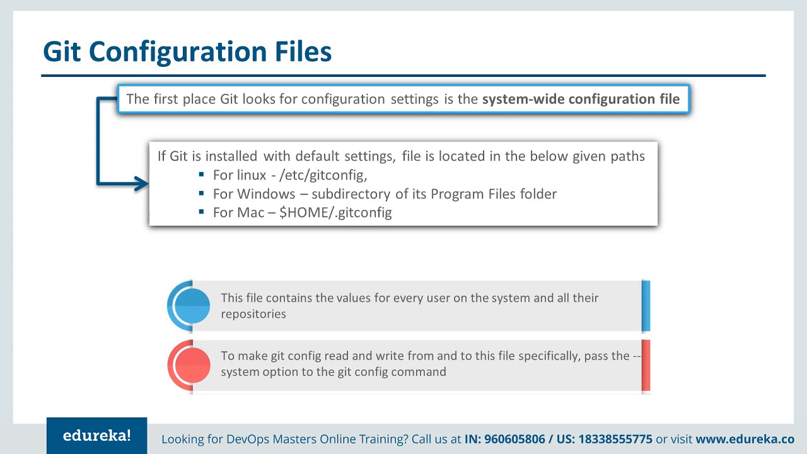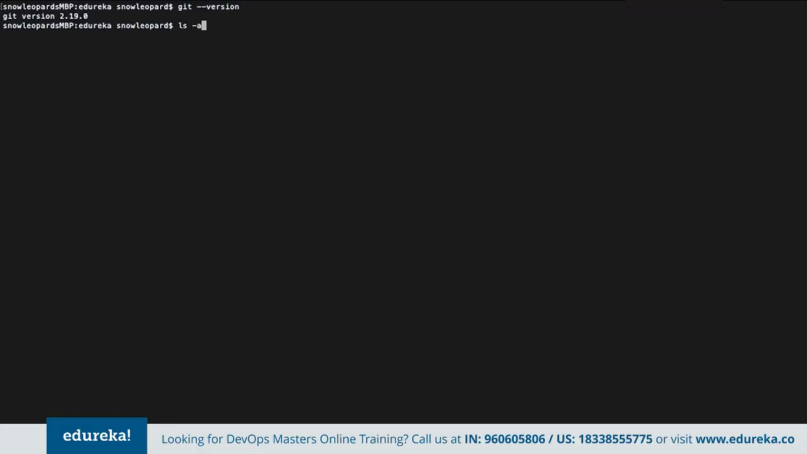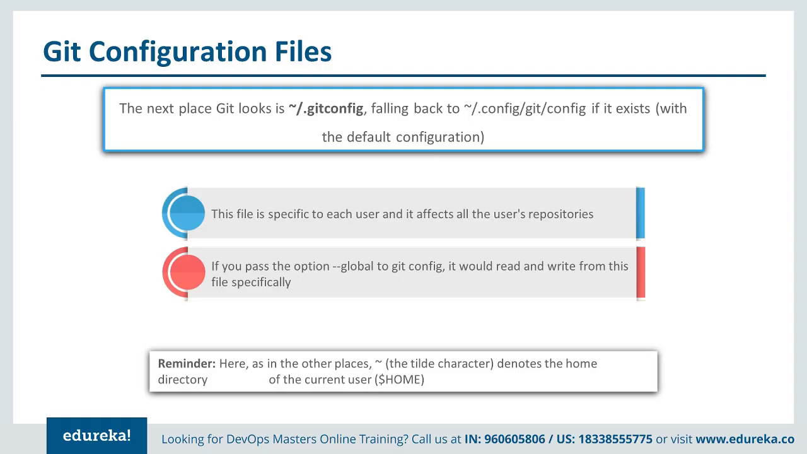Generally, the file for system level configuration resides in these directories. For example, for Linux, it is in /etc/gitconfig, while for Mac, it is in $HOME/.gitconfig. By $HOME, we mean the user's home directory. For example, if I go to this, I have this file which was created or edited on November 30th.